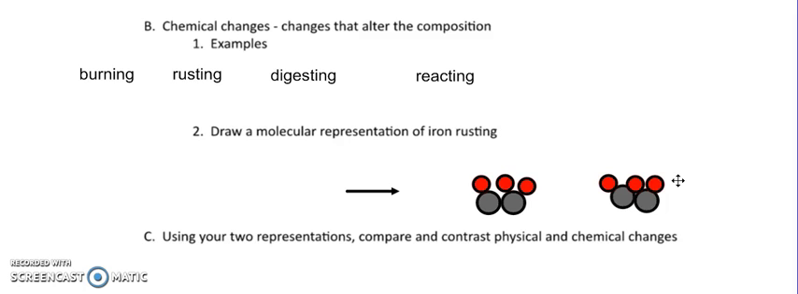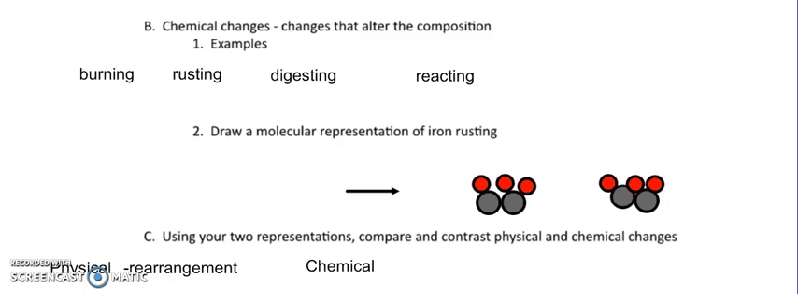So using our two representations, compare and contrast physical and chemical changes. So how could you talk about physical change? Think about, you know, melting and evaporation and mixing. What's happening here? You're having just a physical rearrangement. You are changing its locale. And perhaps a better way to think about it is chemical. What happened when I moved here?